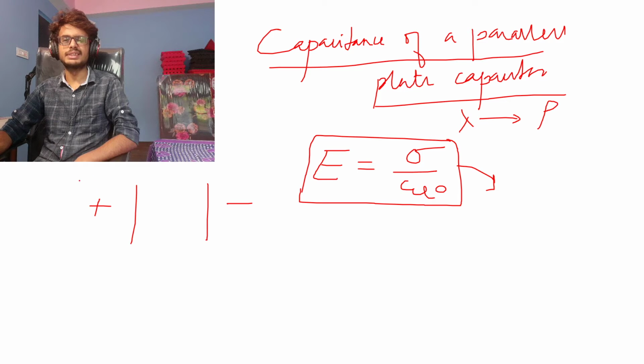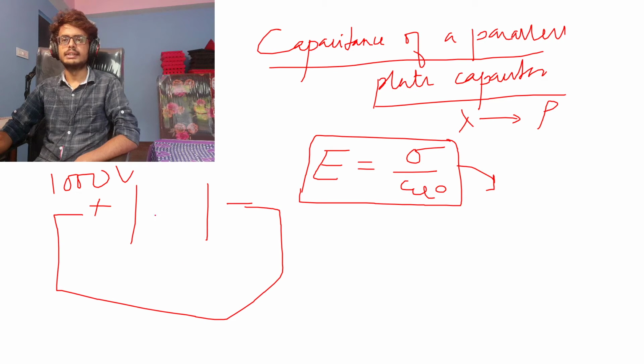It's very high, let's say medium voltage, around 1000 volts, a 1000 volt battery connected to this, okay? And this is like air in between. Now this air will not allow the flow of current, flow of charge, right?